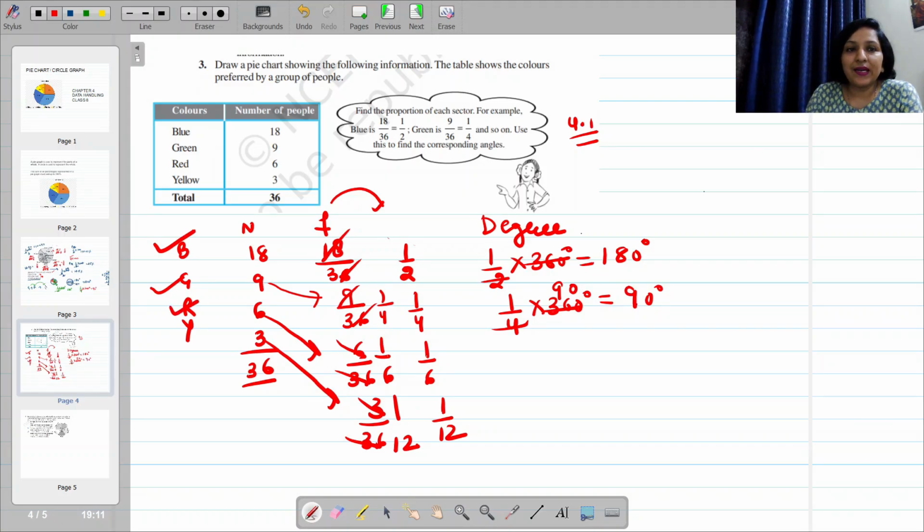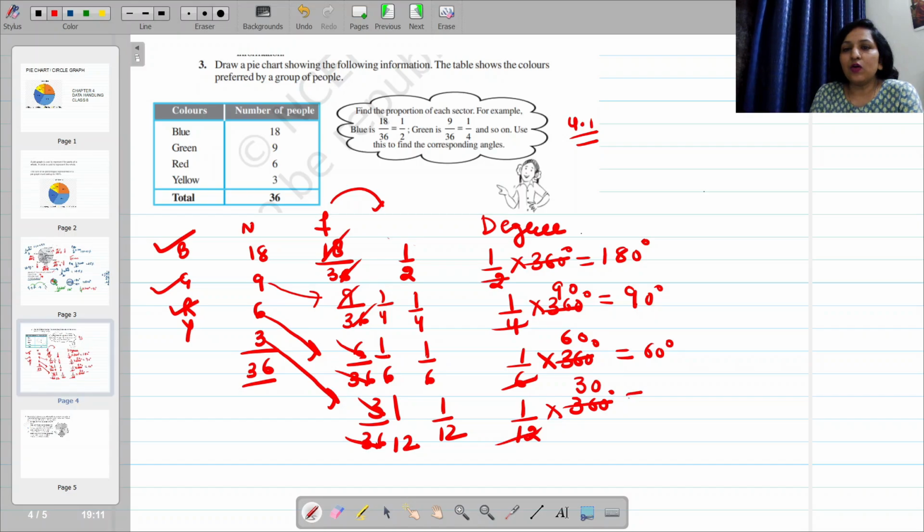Now for the red color, the fraction is 1/6. 1/6 of 360 degrees. 6 sixes are 36 along with 0, that is 60 degrees. And in the last, for the yellow color, the fraction is 1/12, multiplied by 360. 12 into 3 is 36 along with zeros, that is equal to 30 degrees.